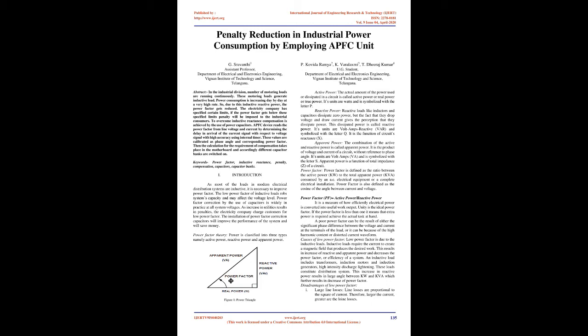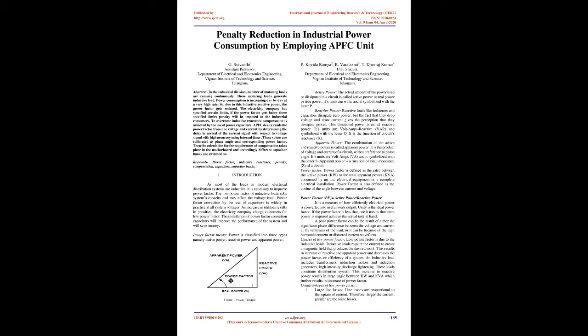Introduction. As most of the loads in modern electrical distribution systems are inductive, it is necessary to improve power factor. The low power factor of inductive loads robs system capacity and may affect the voltage level. Power factor correction by the use of capacitors is widely in practice at all system voltages. As low power factor results in penalties, the electricity company charges customers for low power factor. The installation of power factor correction capacitors will improve the performance of the system and will save money.